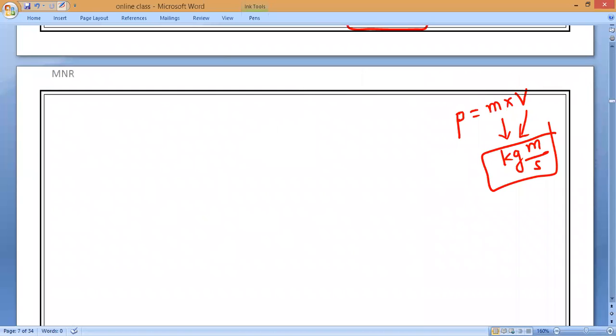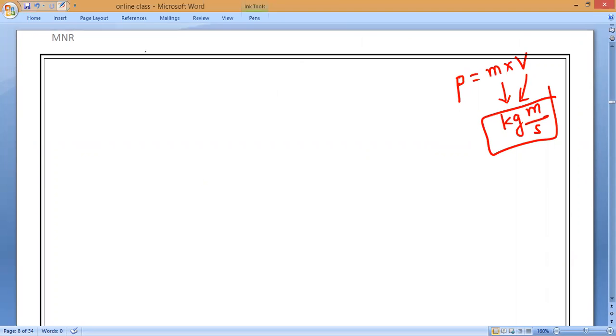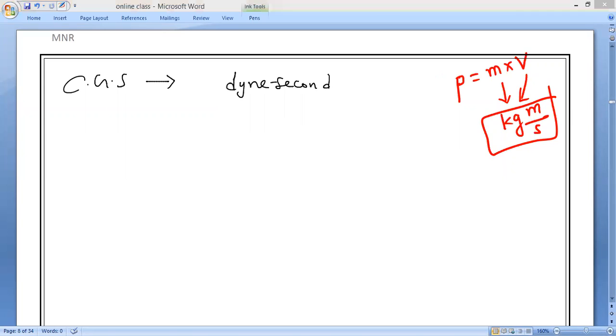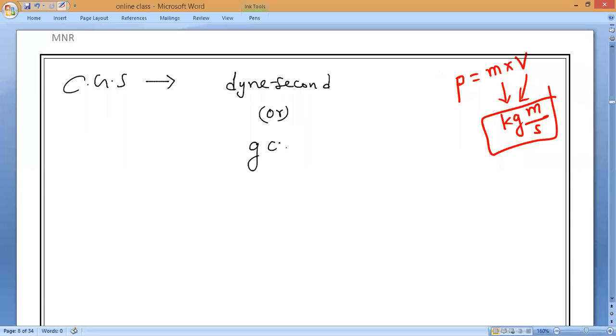Okay, next. CGS system. Anybody can tell what is the CGS system? Very simple. Already we know. In SI it is Newton second. Here in CGS what will come? Dyne second. Understand? Make it dyne second, or another unit, gram centimeter per second. Gram centimeter per second, this is the CGS unit.